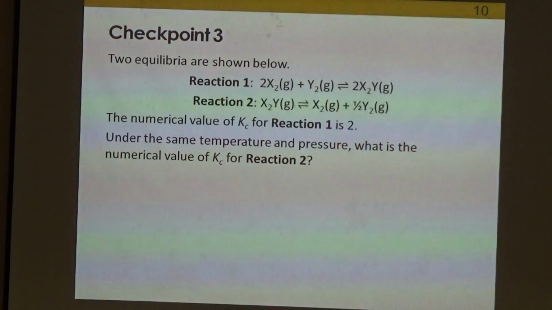Can you do checkpoint 3? Have you done it? Tell me, have you done 3? Nicholas Wong has done it already. Then why are you looking up and not looking at your paper?